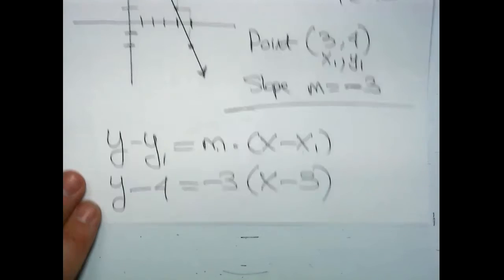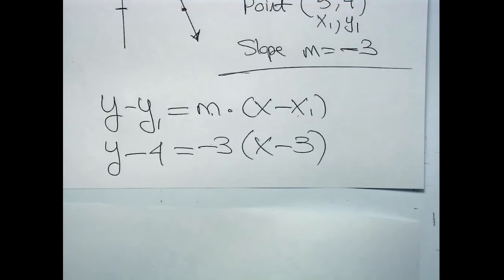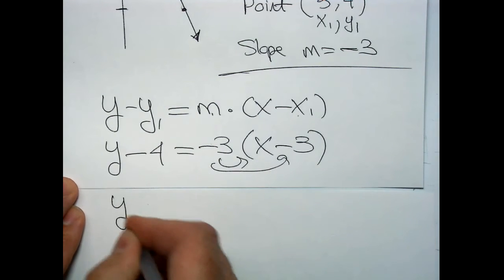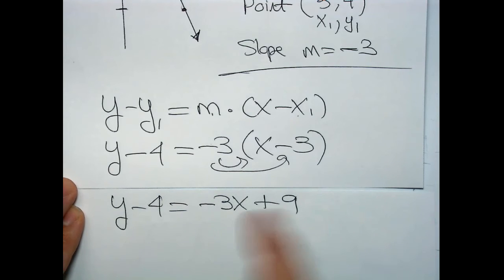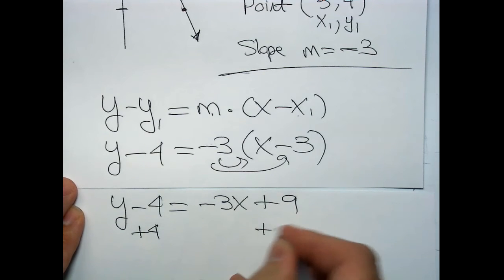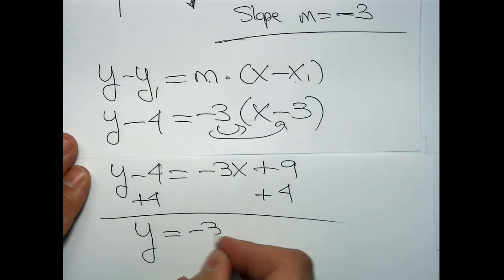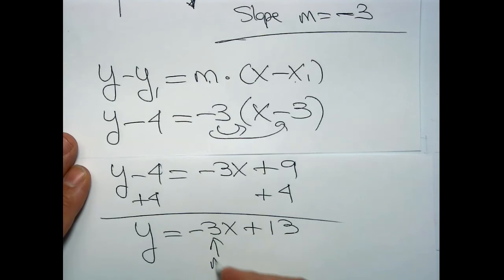I don't really want you to leave it in point-slope form. Let's put it back into slope-intercept form. And the way to do that is to run your distributive law first, and then move that 4 over. This form is a little bit better in terms of if you wanted to graph it later. But notice you got your slope back. It's still -3.